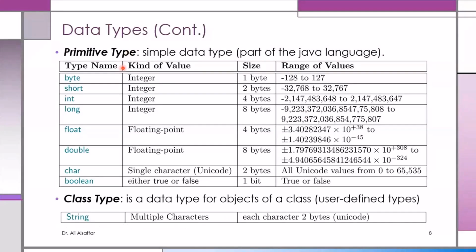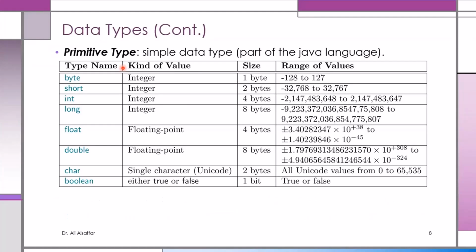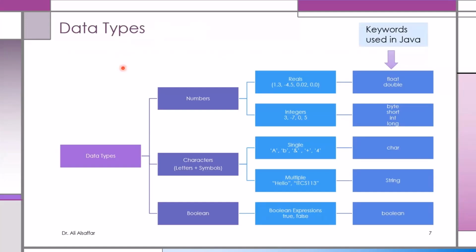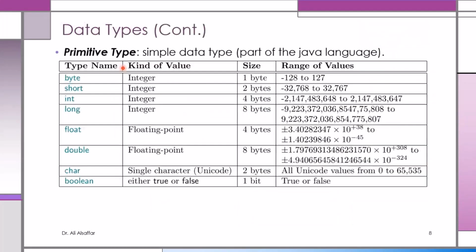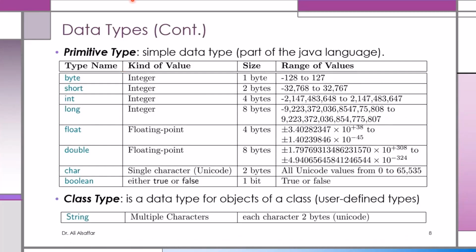Data types can also be classified into 2 types. In the previous categorization, we classified them based on their values, the values that we are going to save. But here we are classifying them based on how they are represented in the system. They are classified into 2 types, primitive or class type.